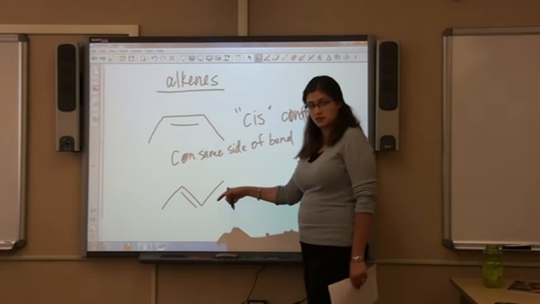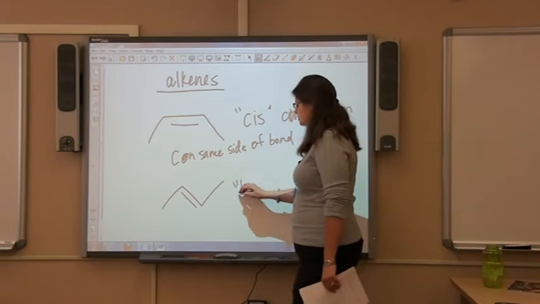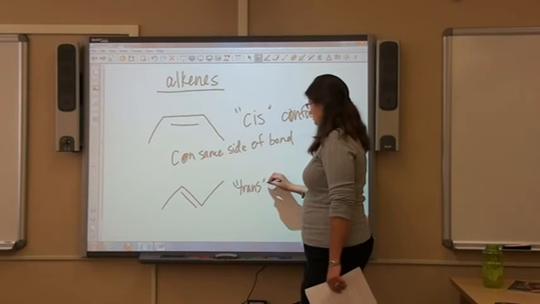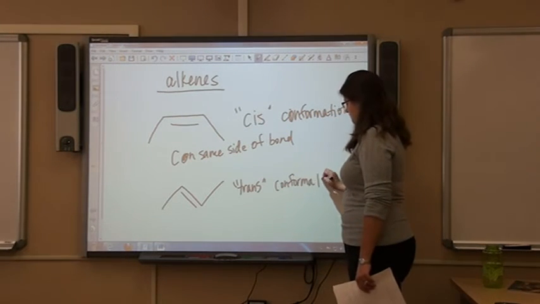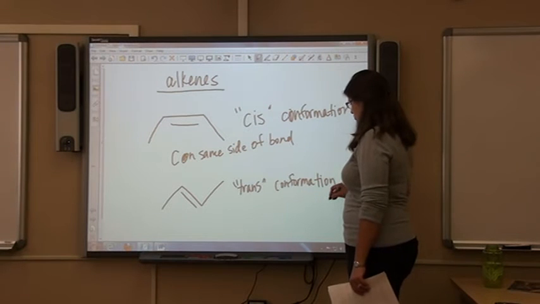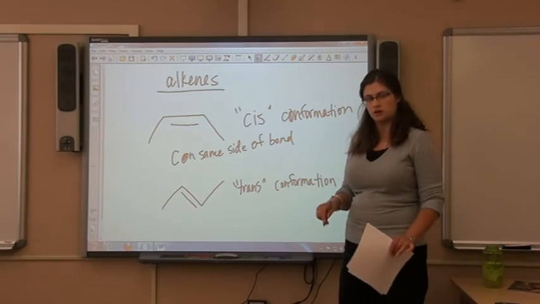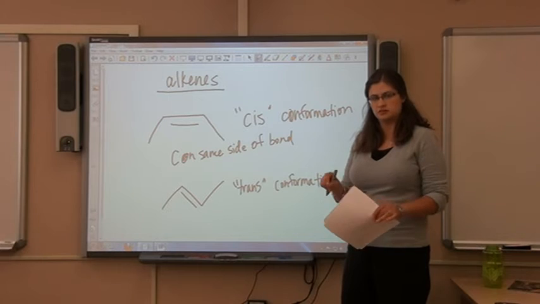The groups are not on the same side of the bond. It looks like this, and this is called the trans conformation. Not confirmation like you have at church, conformation: how the bonds are set up in three dimensions.